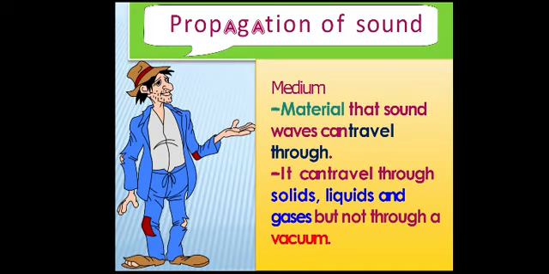Propagation of sound. Propagation of sound means traveling of sound. Propagation means how the sound waves are passing, how it is traveling. All the sound waves need a medium or an object to pass through. That medium can either be solid or liquid or gas. But sound waves cannot pass in a vacuum condition.